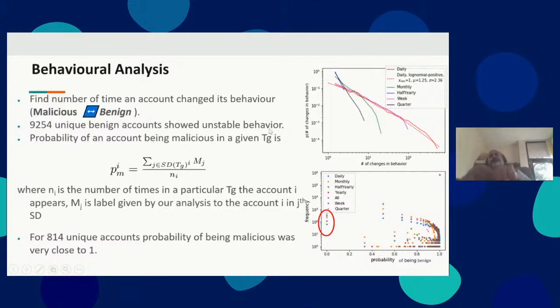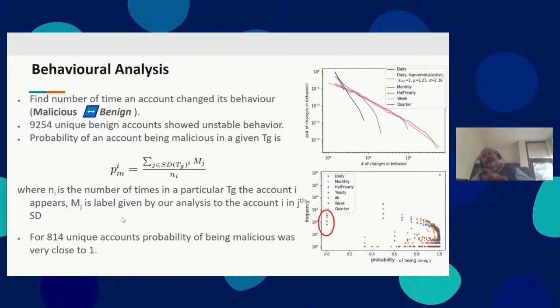So we assign a probability to an account to be malicious by looking at how many times it changes its level from being considered malicious to benign and benign to malicious. We found that 814 such accounts had a probability of being malicious very close to 1. These accounts were not yet marked by Etherscan or anybody.